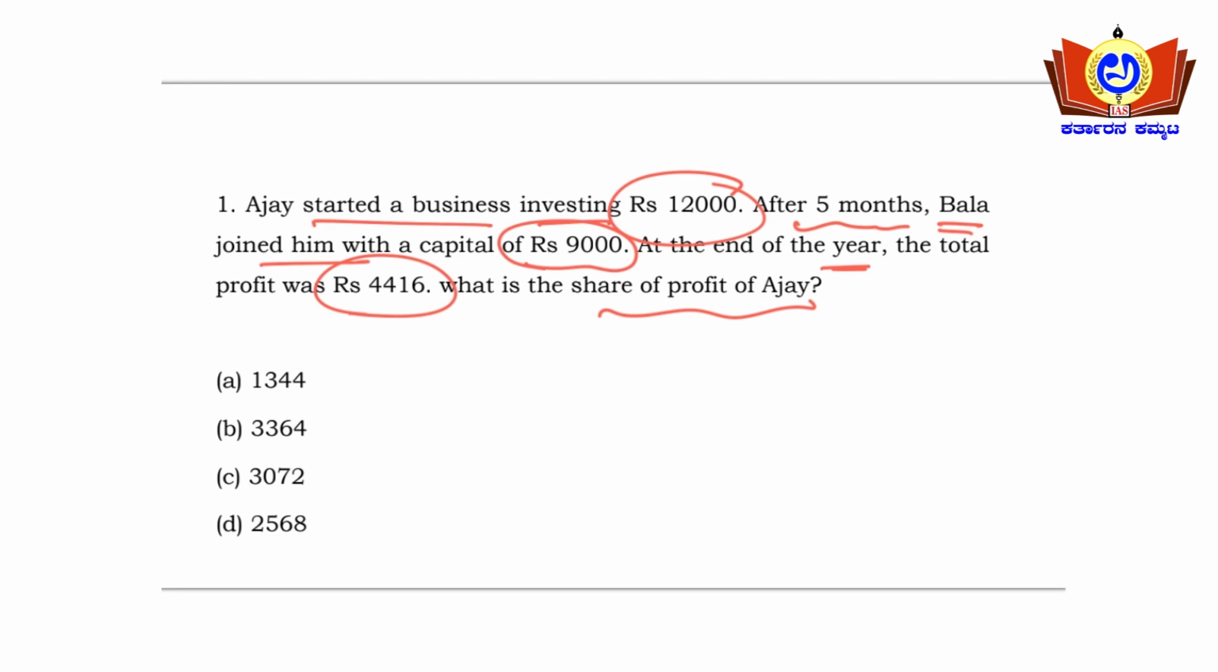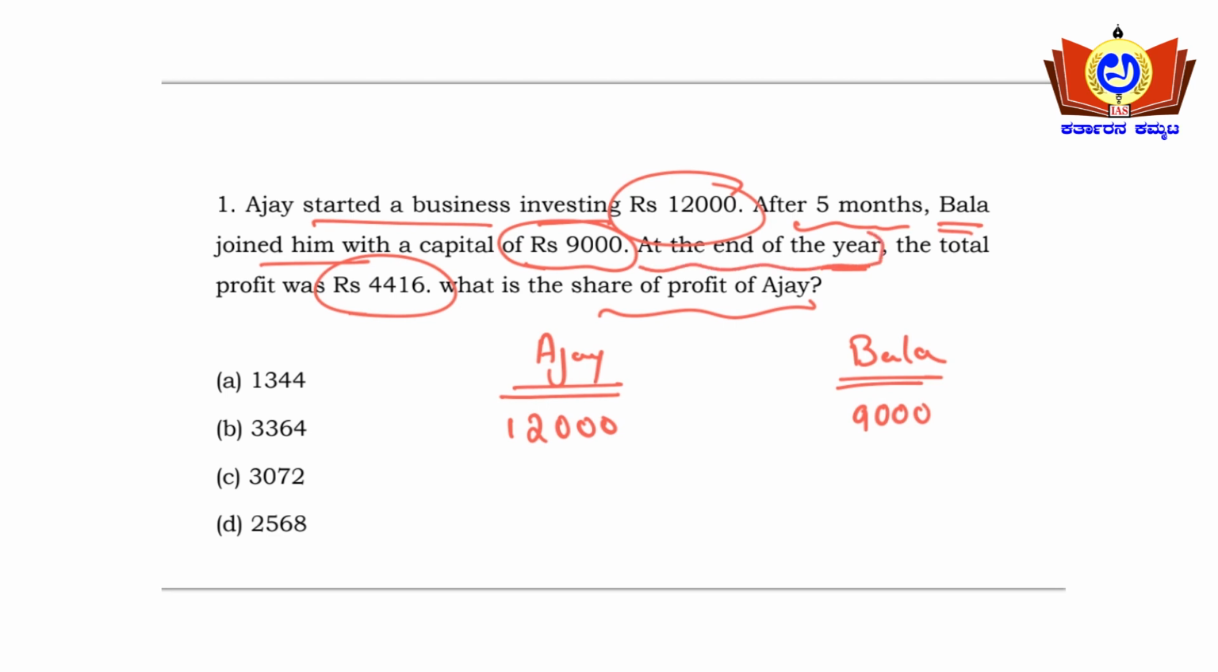Here there are two persons investing, not at the same time. Ajay starts the business and initially invests 12,000 rupees. After running the business for 5 months, Bala joins with a capital of rupees 9,000. You need to take care of this here.